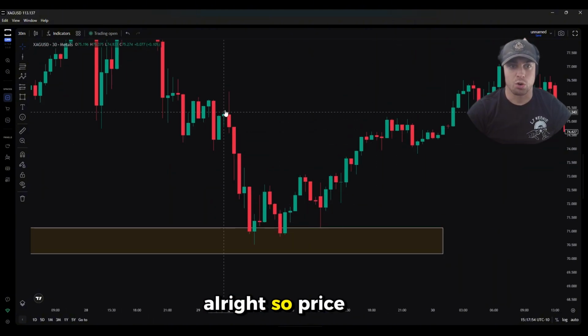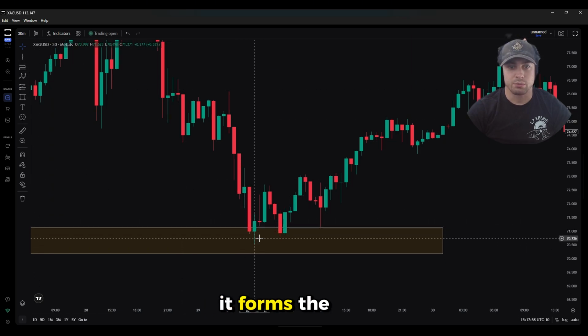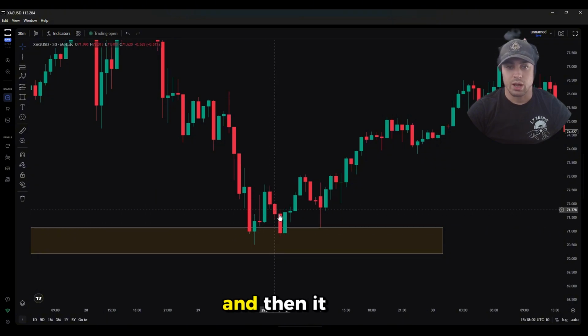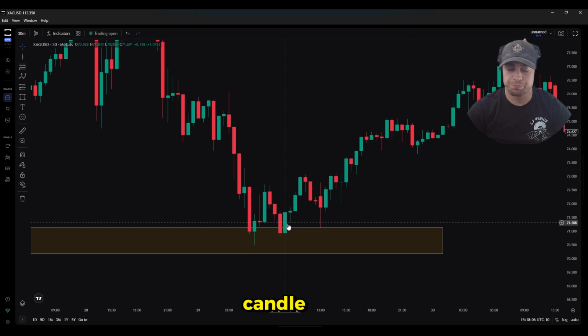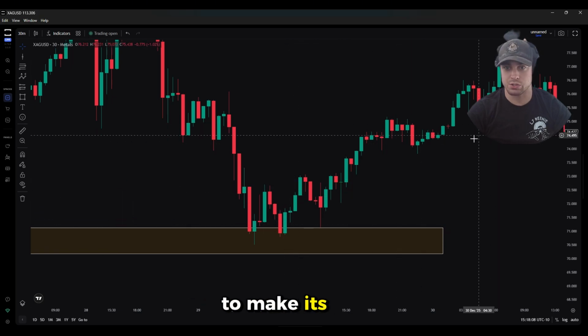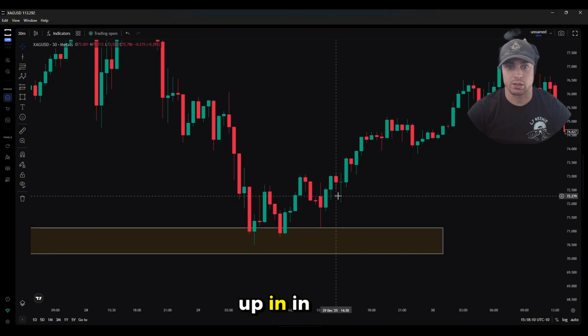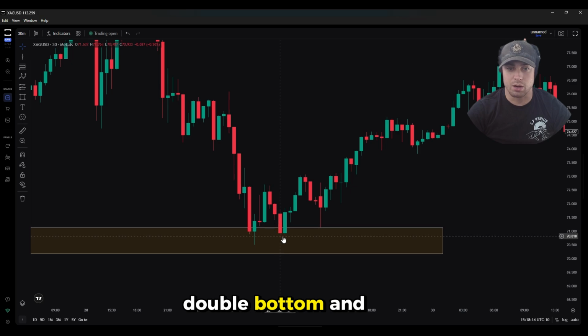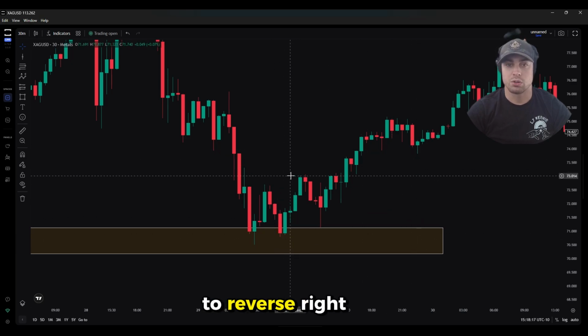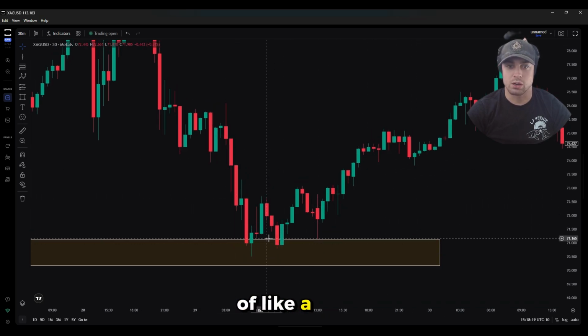All right. So price comes down, and it forms the first low right here. It comes on up. And then it forms that second low right here with an engulfing candle, and then starts to make its way up in trend, right? So it starts to reverse. We had this double bottom, and then it started to reverse, right? So that's sort of like a real-life example.